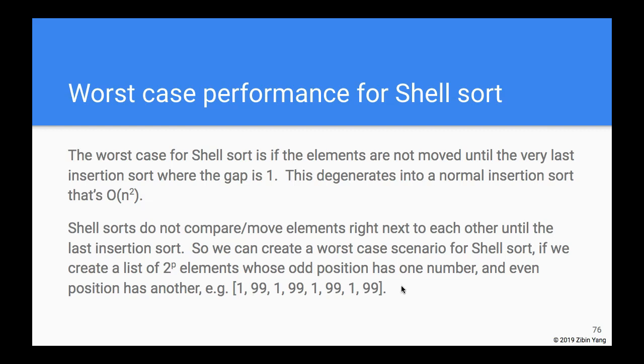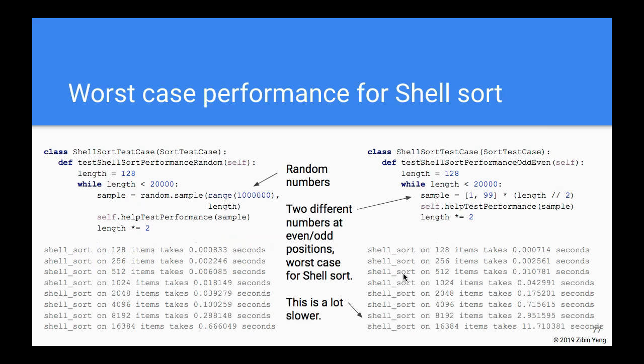And let's actually test it. So I actually wrote 2 additional tests in the shell sort test case. So both of them, we start with a length that is a power of 2, 128, and it goes up to the 16,000 or so, whatever the power of 2 in the 16,000 range.